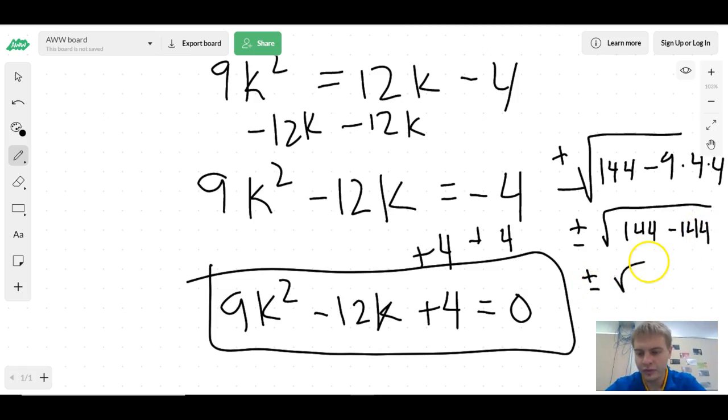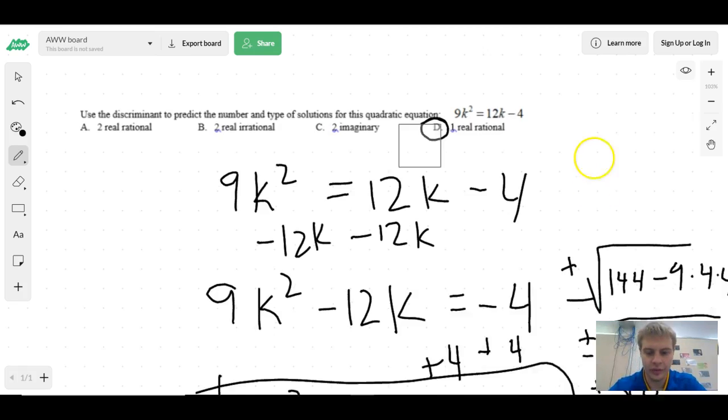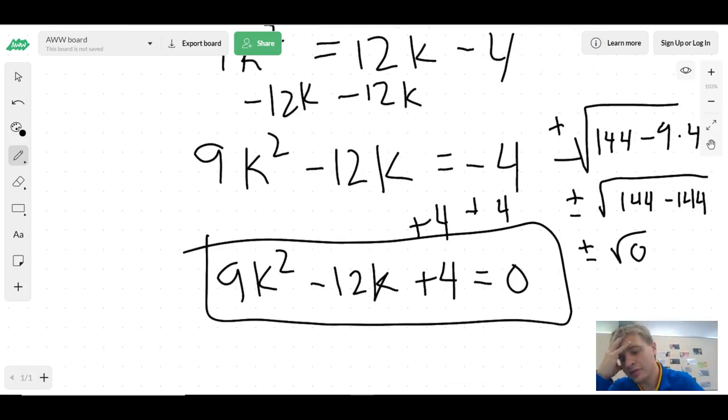144 minus 144 is 0. A positive 0 is the same thing as a positive 0, and a negative 0 is the same thing as a negative 0. So our answer would be 1 real rational solution, because 0 is our answer, and 0 being positive is the same as 0 being negative. Let's do the next one.